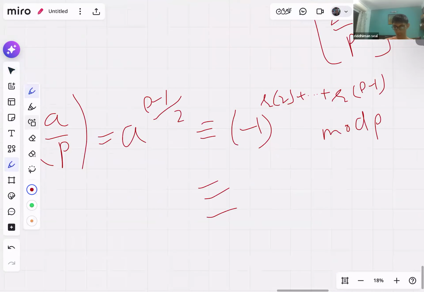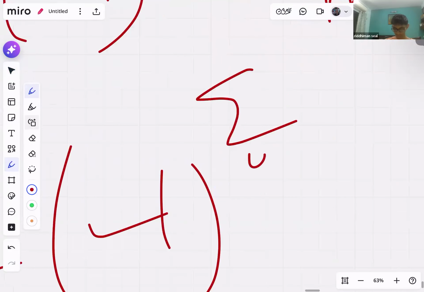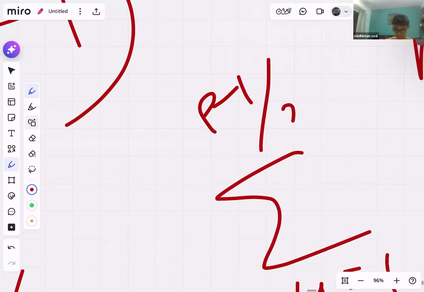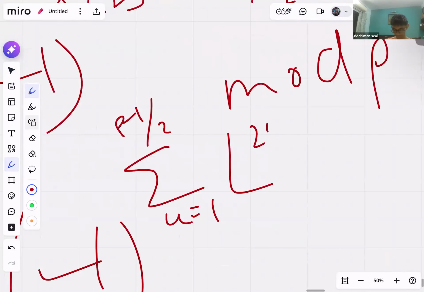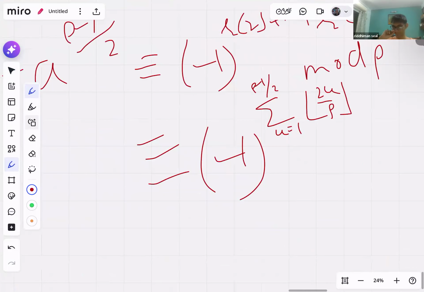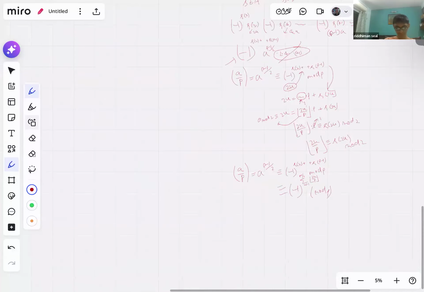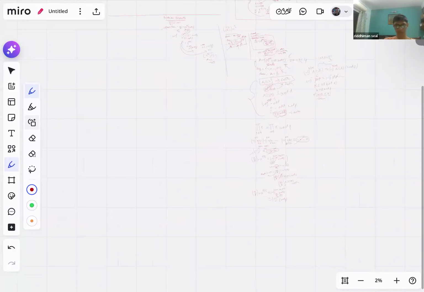So we have this thing, and now this is the same as (P minus 1)/2, or the floor of 2U by P, which is exactly what we wanted. So there we go. This is the proof of Eisenstein's lemma.